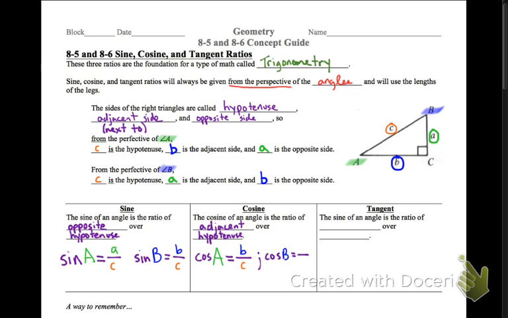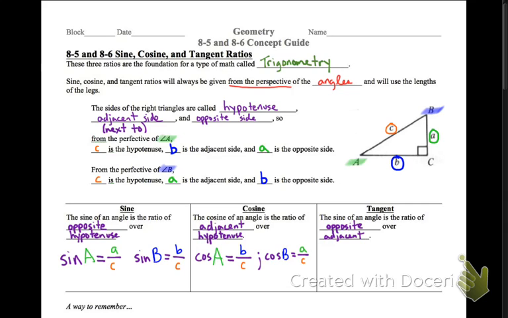What is the cosine of angle B? Well, the adjacent side of angle B is A, and the hypotenuse is C. So you can see this now. The cosine of A is the same thing as the sine of B. The sine of A is A over C, so is the cosine of B. That pattern will happen every time.